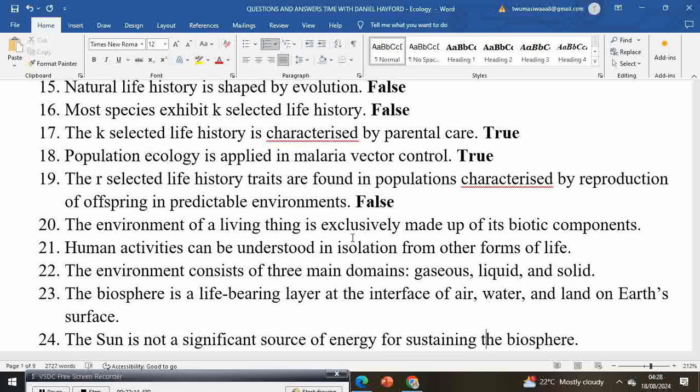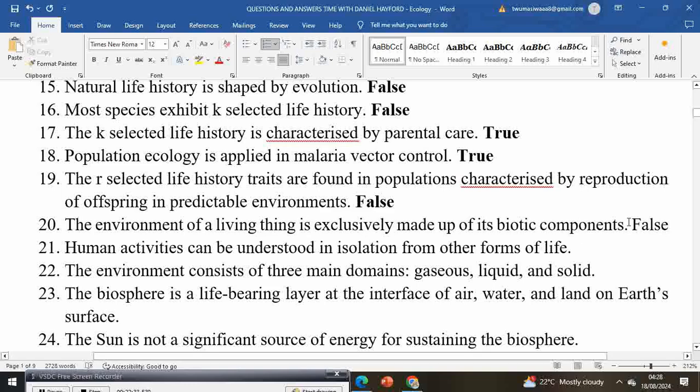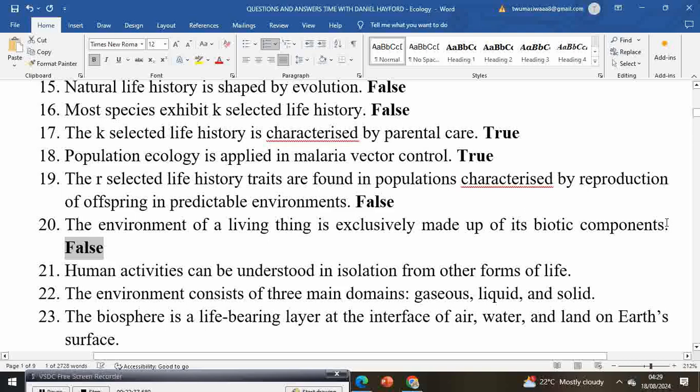Now, question number 20. The environment of a living thing is exclusively made up of its biotic components. Is it true or false? The statement is false. If you remember what I indicated earlier about the components of the environment, then you realize that it's not made up of only its biotic environment.